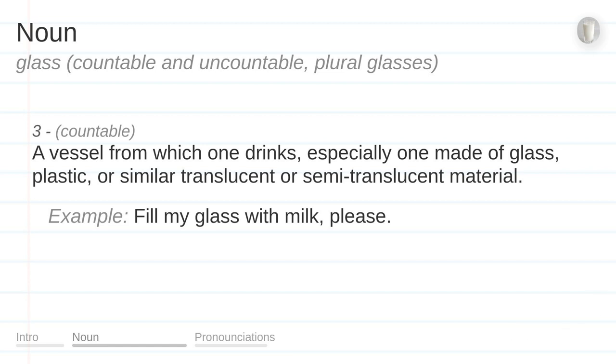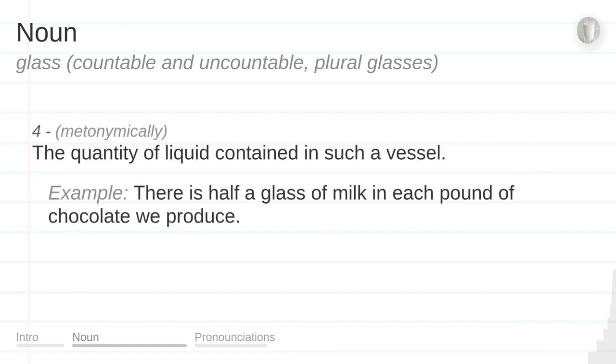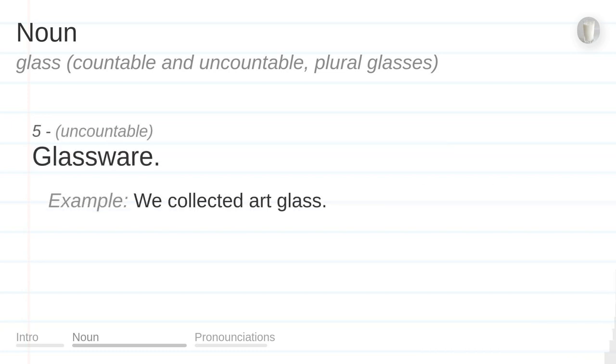A vessel from which one drinks, especially one made of glass, plastic, or similar translucent or semi-translucent material. Example. Fill my glass with milk, please. The quantity of liquid contained in such a vessel. Example. There is half a glass of milk in each pound of chocolate we produce. Glassware. Example. We collected art glass.